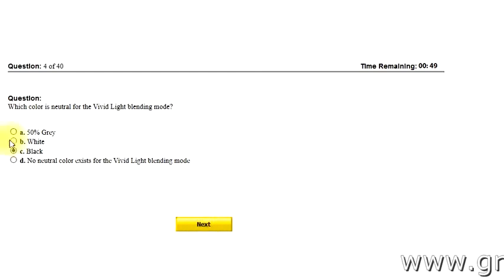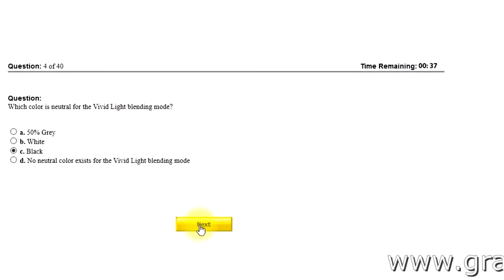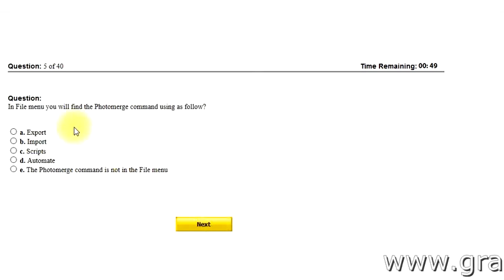Next, which color is neutral for the vivid light blending mode? As I did for question number 4. So question number 5. In file menu you will find the photo merge command using as follows.